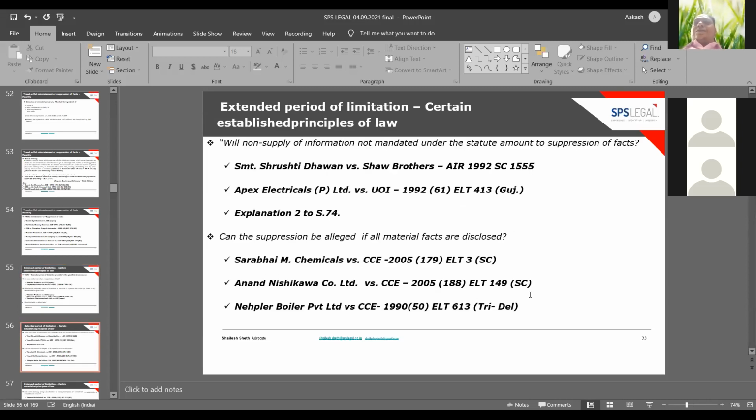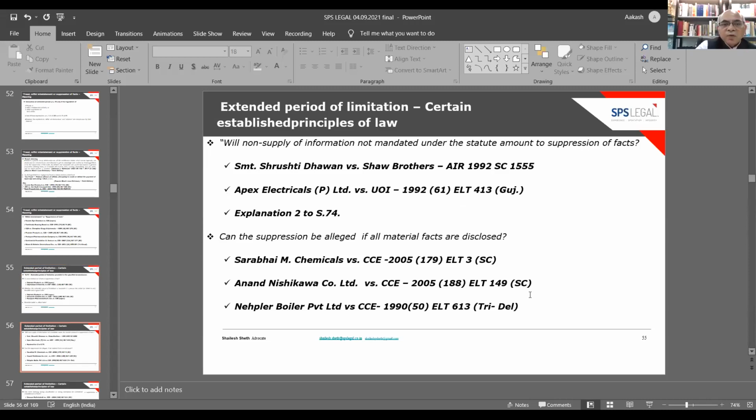Every time something where the SSE has failed to do something, it does not become a bona fide belief. The onus will lie on the SSE to prove that he had actually acted bona fide, or actually failed to act bona fide under some misunderstanding, mistaken belief of law.